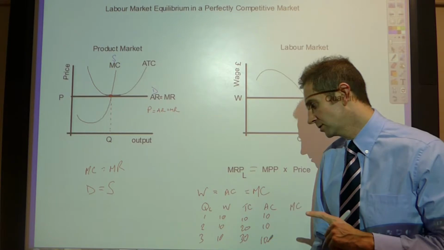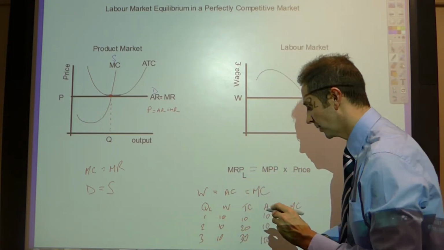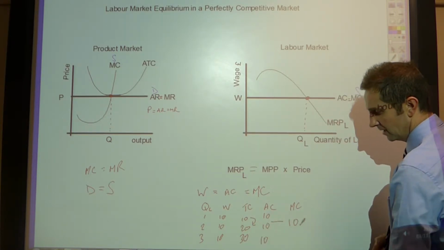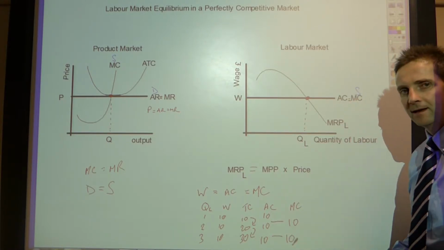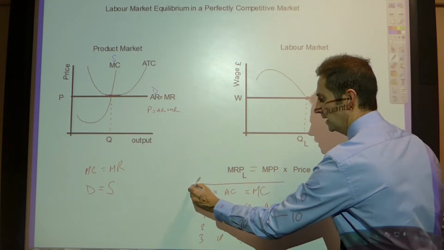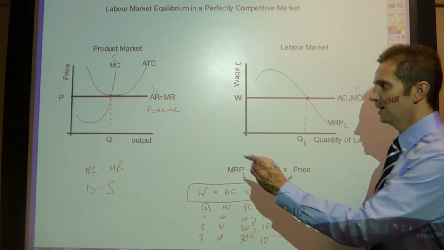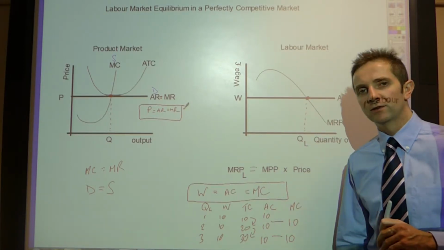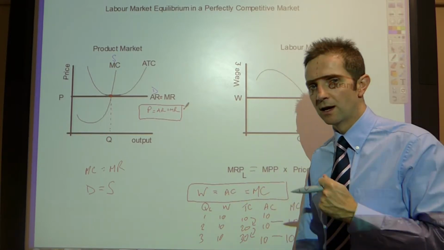And what's the marginal cost, i.e. the change in total cost from employing an additional unit of labour? Well, it's going from 10 to 20, so the marginal cost there is 10. From 20 to 30, so the marginal cost there is 10. And so this is the reason why we can make this assumption that W equals AC equals MC, in the same way that in the product market we can say that price equals average revenue equals marginal revenue. Very important that you understand that, ladies and gentlemen.